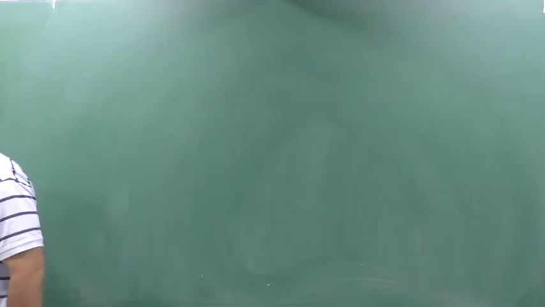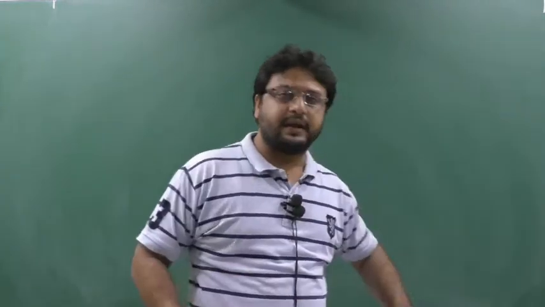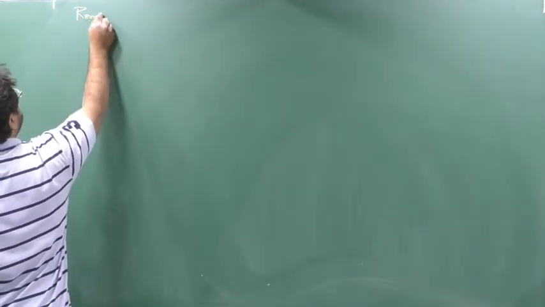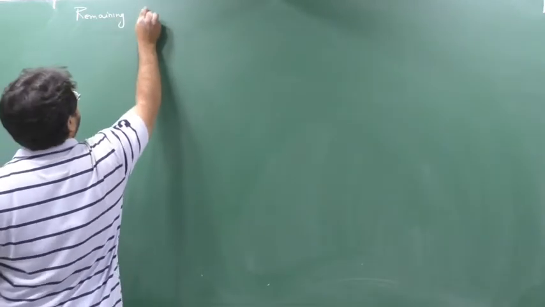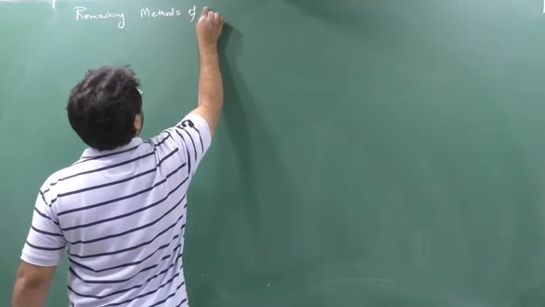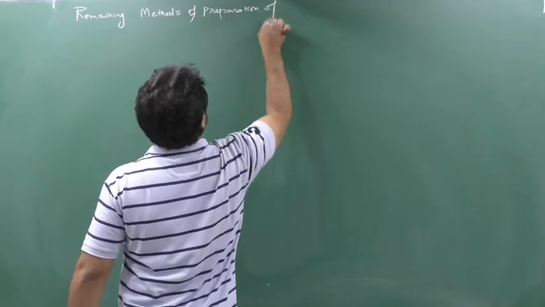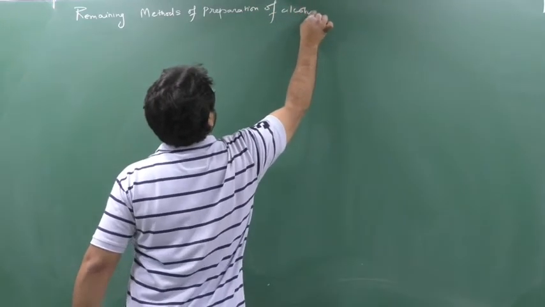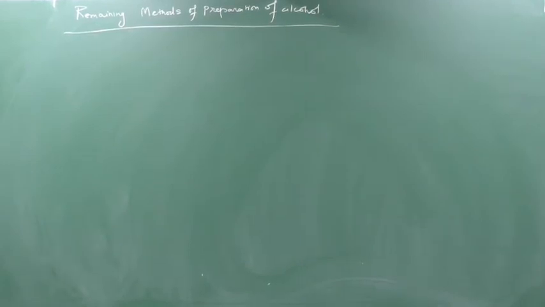So you can take out your notebook and make a heading: remaining methods of preparation of alcohol. Out of this also 2-3 important methods are there which can be asked in the exam. We will see one by one. I will show the reactions, and you can read from your textbook.